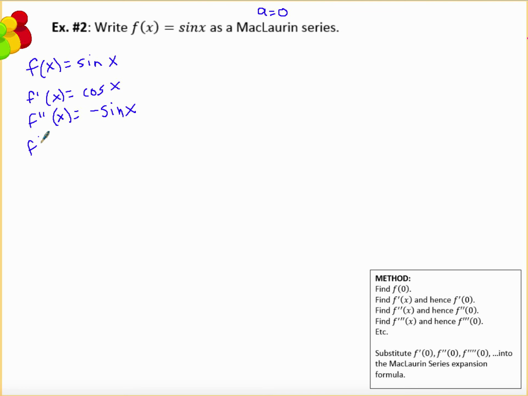The third derivative is negative cosine. And the fourth derivative is going to be when it starts to repeat itself again.